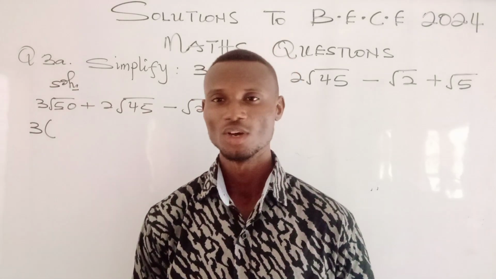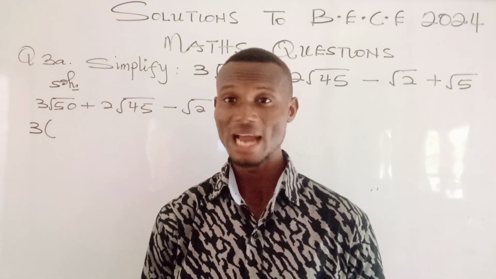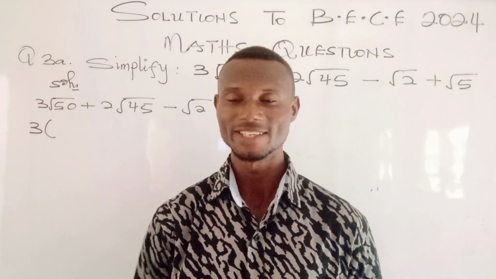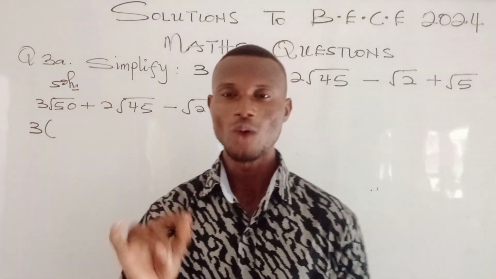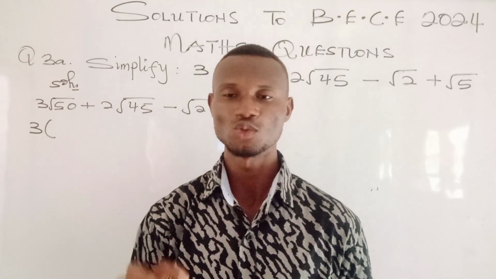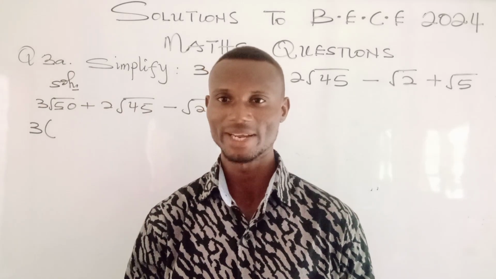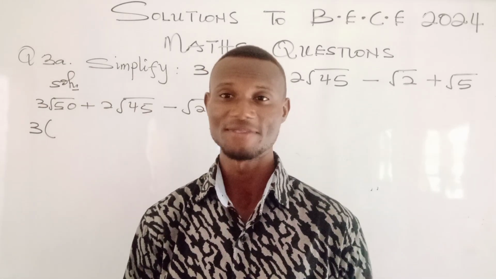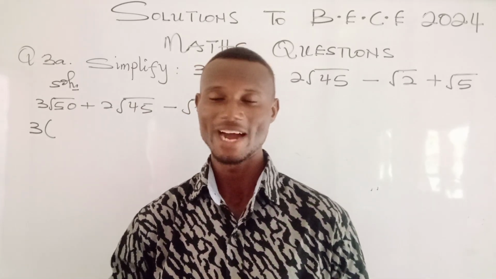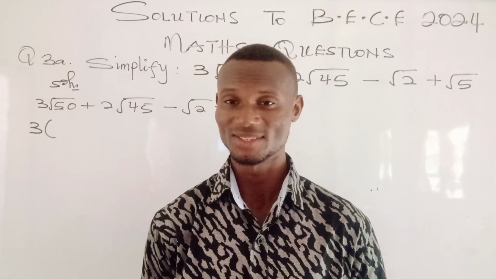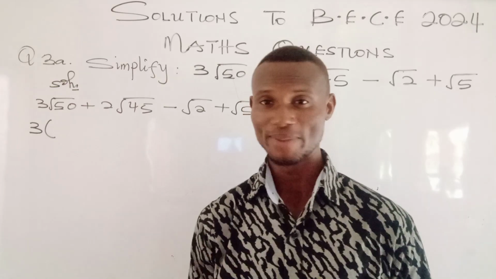I said that you look for 2 numbers which can multiply to give you the 50, but one of the numbers needs to be a perfect square. I've explained what a perfect square is to you while we treated surds, so I don't need to talk much about it. Let's go ahead and apply that knowledge.